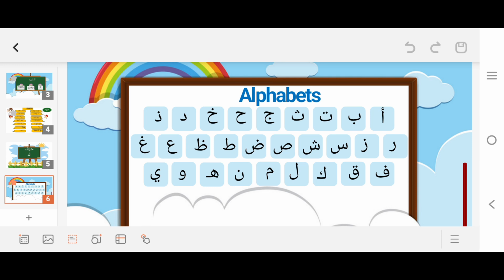Okay, today we are going to learn the Arabic alphabet. We will start from the first letter. Can you see these letters? Yes, from Alif till Ya. These are the Arabic alphabets.